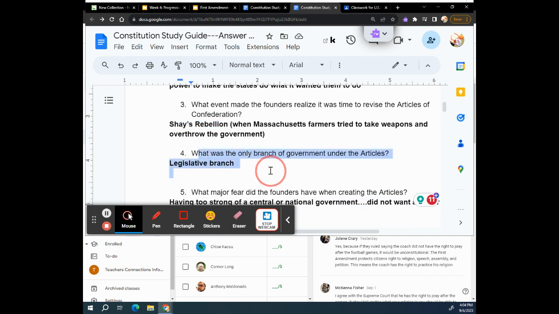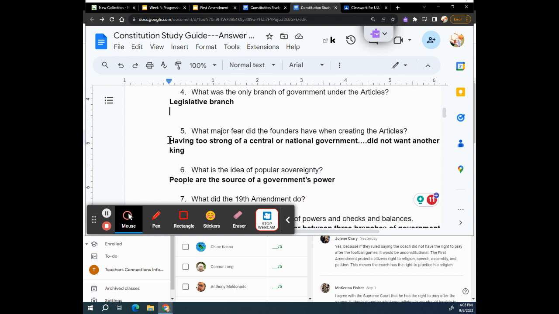What was the only branch of government under the Articles? It was just a legislative branch, a one-house Congress where every state got one vote. Okay? And the founders created this really weak national government because they were too afraid of having a strong central government. They did not want another king or a tyrant like King George III. So they wanted the power to remain with the states instead of the national government. They were afraid of having a strong national government.